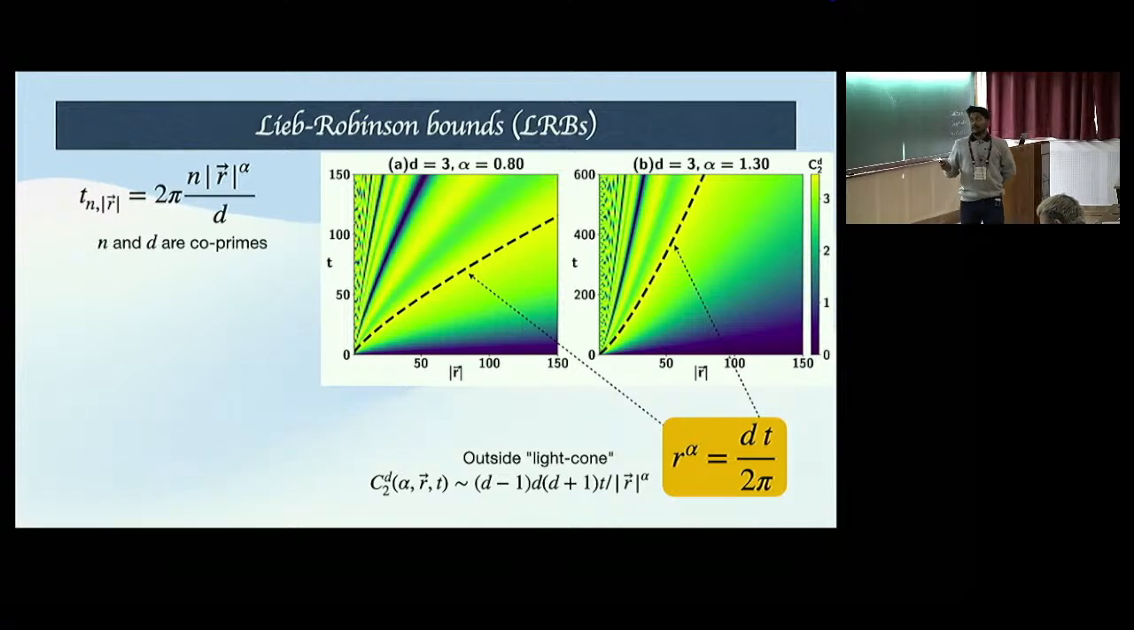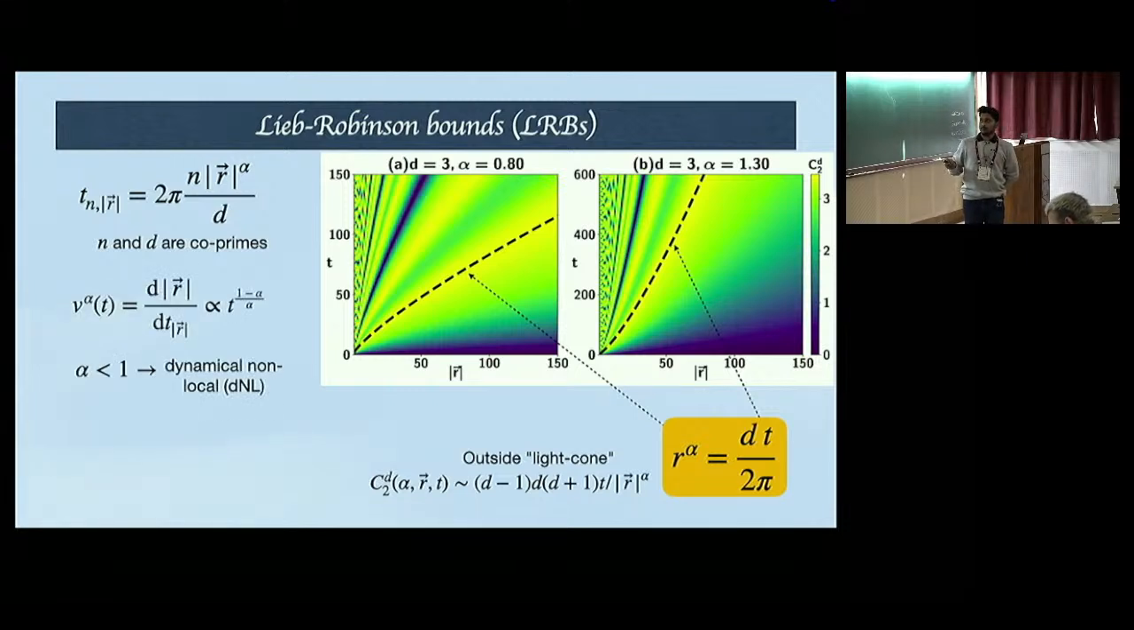So we find that it gets maximum at these particular times. If we just take n equal to 1, this is the first maximum, which satisfies this equation. And outside the light cone, we do get t by r to the power alpha. Note that these are spatial-dimension d-independent results and do not depend on periodic boundary conditions as well.